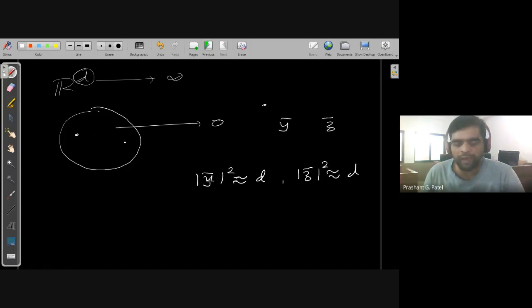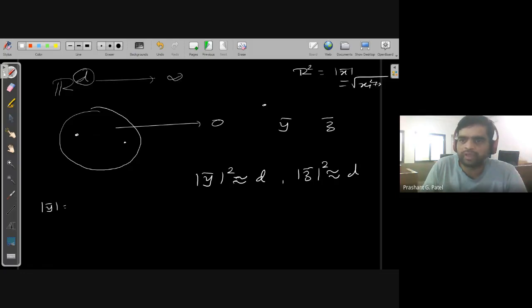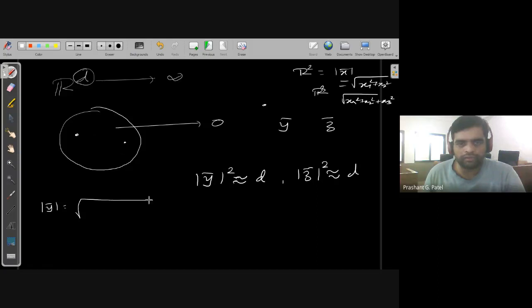What do you mean by mode of y bar square? The mode of y bar square is actually the distance from the origin, the modulus. As you have discussed, for example, in R2, the mode of x bar is the square root of x1 square plus x2 square if x bar is (x1, x2). In R3, the mode will be the square root of x1 square plus x2 square plus x3 square. So for y bar, it is the square root of y1 square plus y2 square up to yd square. That is the modulus, so it is approximately d.